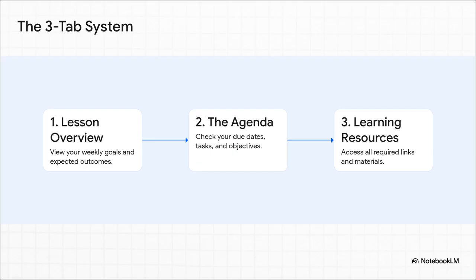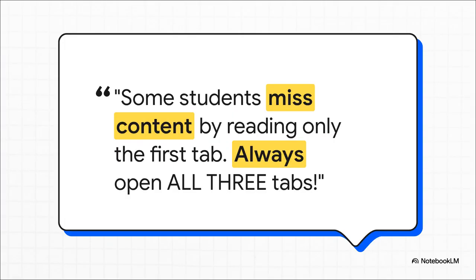So simple. And here is exactly why that system is so important. This is another direct warning from the course guide. It's so easy to just glance at that first tab and think you're good to go, but you'll miss critical information. So what's the bottom line? Always, and I mean always, open all 3 tabs, every single week.